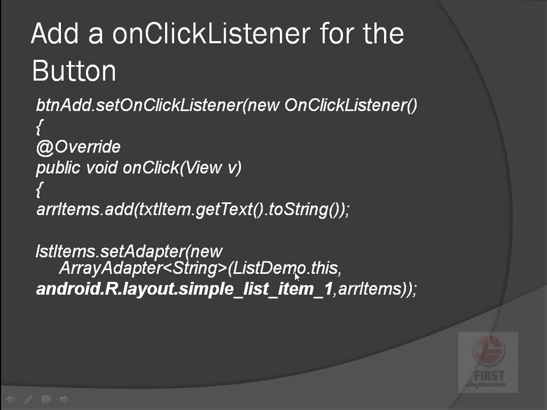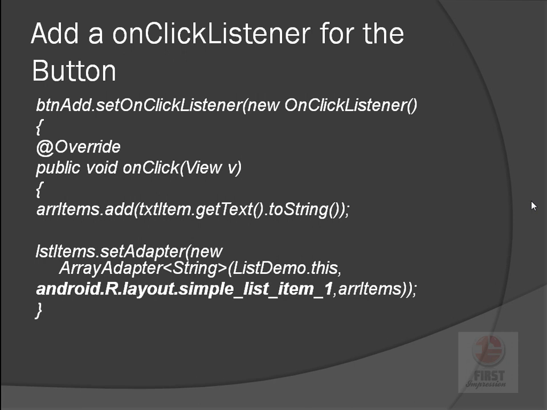In bracket, this is our activity name. In our case, this name will be main activity. In this case, it is list demo, so it's not a problem. We have to give main activity dot this, comma, android.r.layout.simple_list_item1. This indicates that you have to convert the ARR items into a view. That view will be defined by a simple list item, comma, ARR items, that is the source of data.